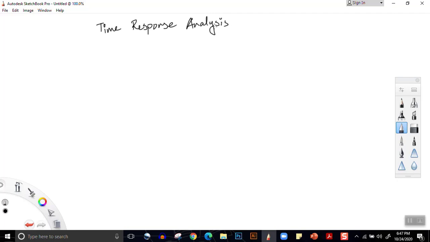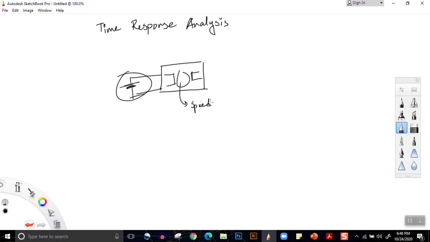So the title is time response analysis. Okay, now what is time response analysis? So what we do here is we have a motor. Suppose this is our motor. We provide an electrical input, suppose a voltage, and we get speed as output. So the input is electrical voltage, output is speed.